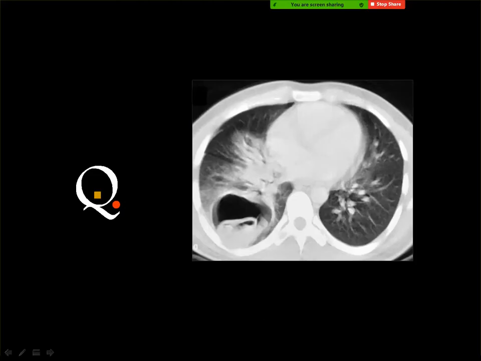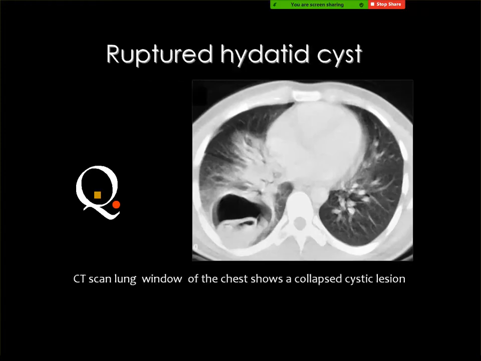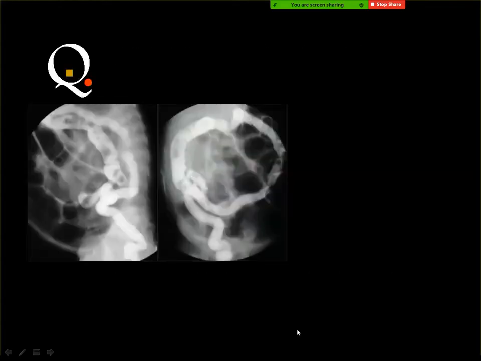Lung abscess? No. Aspergilloma? No. Hydatid cyst, yes, ruptured. This is a ruptured hydatid cyst, and you see the endocyst, which is crumpled within the cavity of the hydatid cyst, and you have some inflammatory changes around.